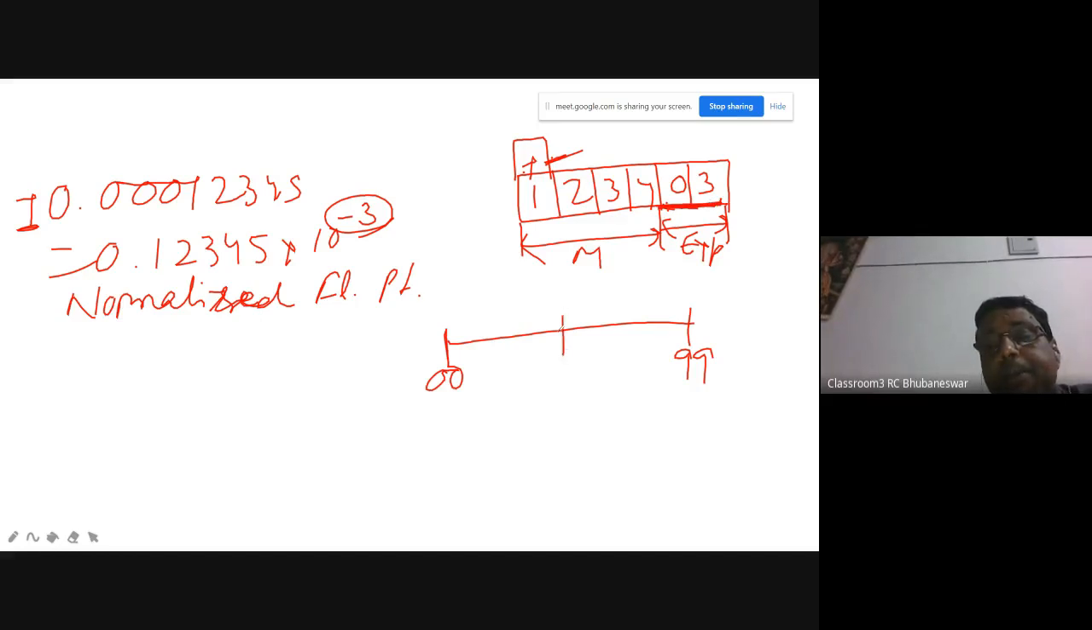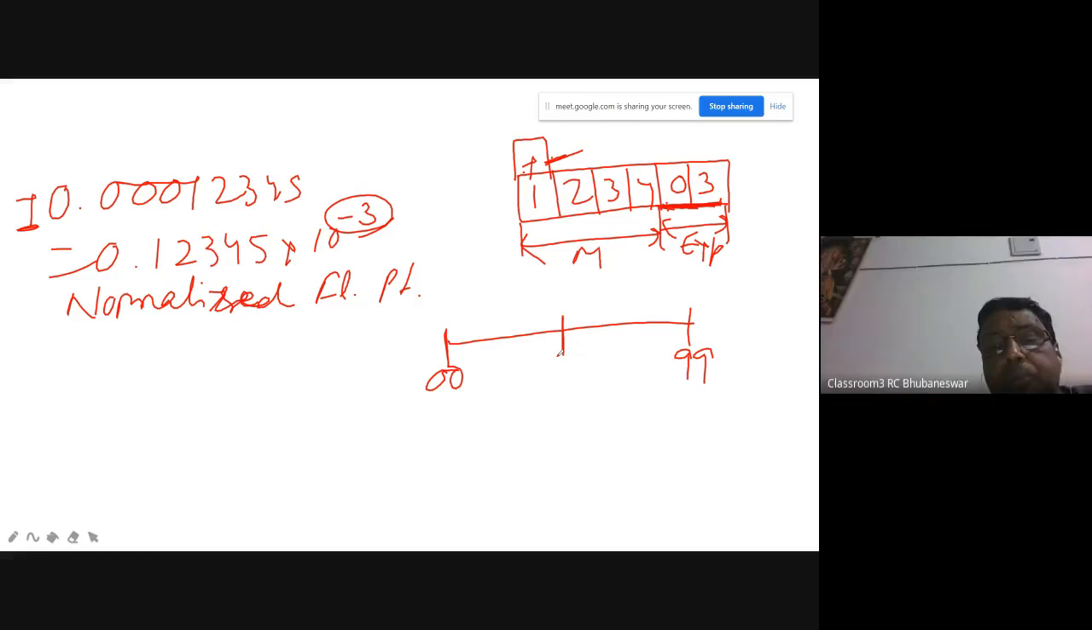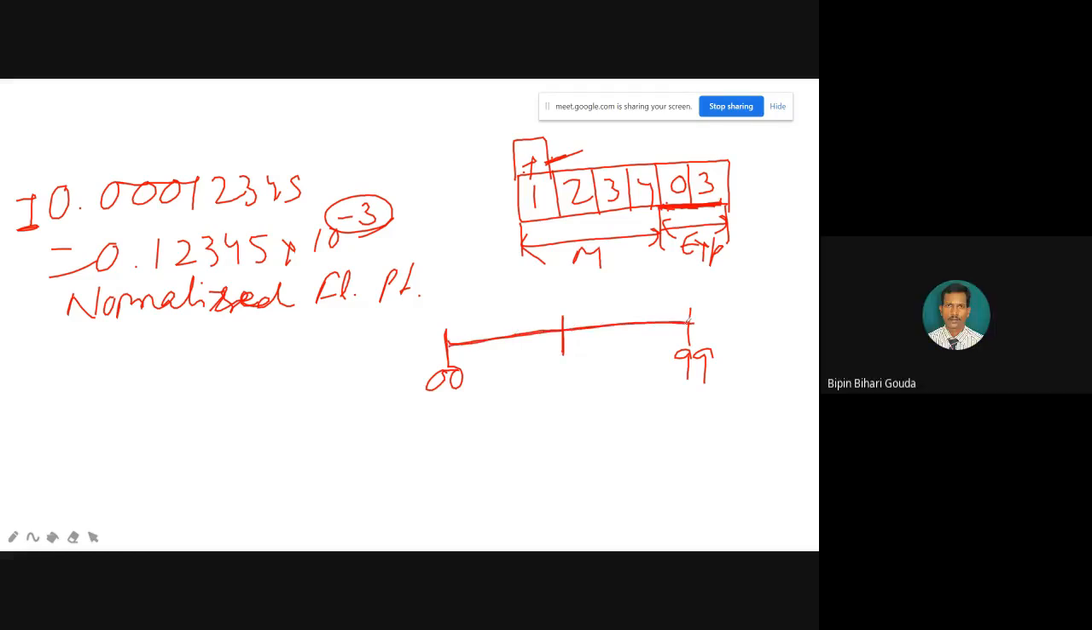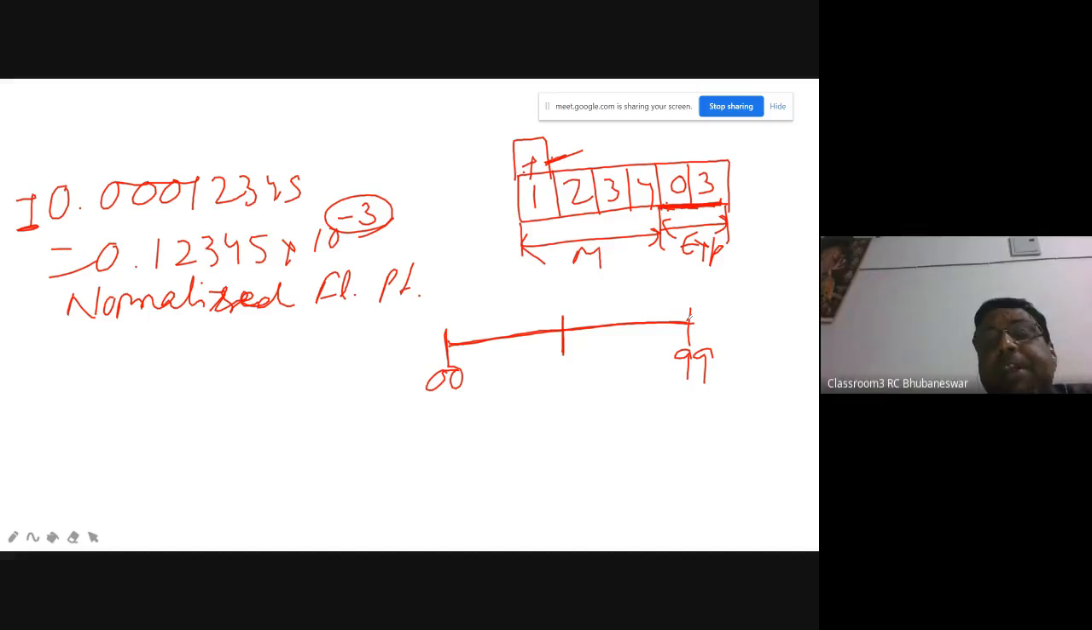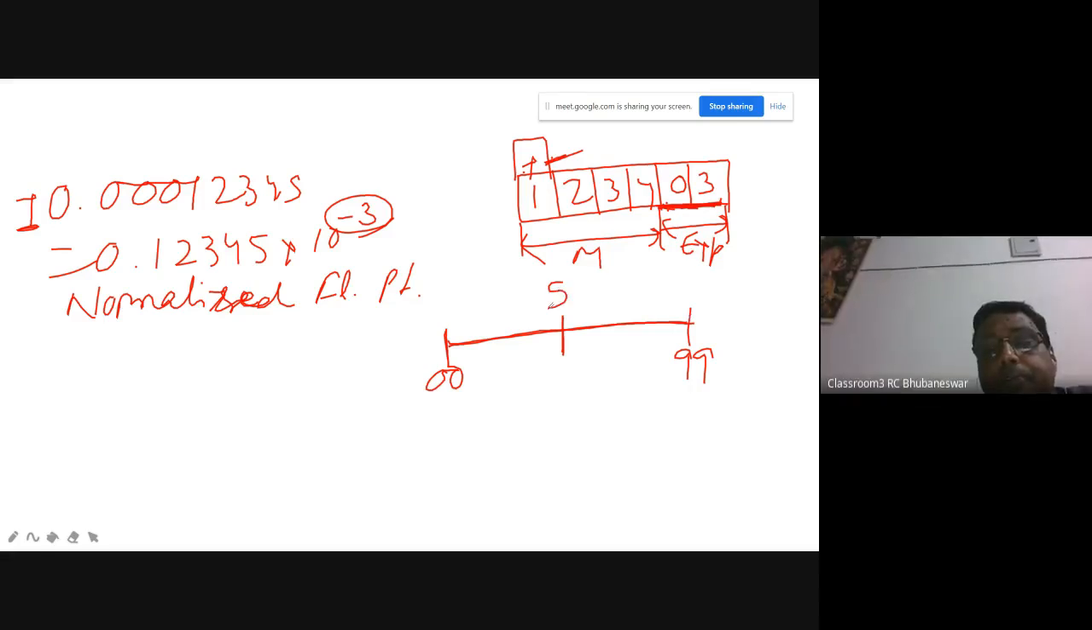Then find out the mid value. What is the mid value? 50. How is it 50? It's counted from 0, 0. So mid value is 50. So they thought, take this 50 as the base value. 50 is the base value, which corresponds to 10 to the power 0.